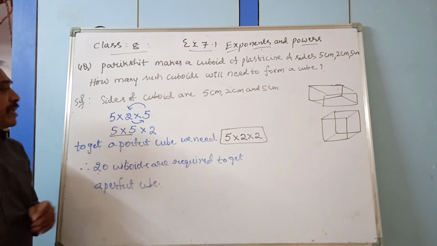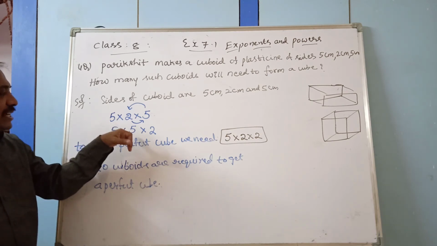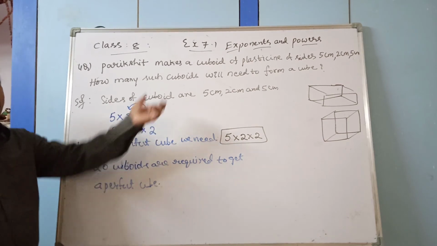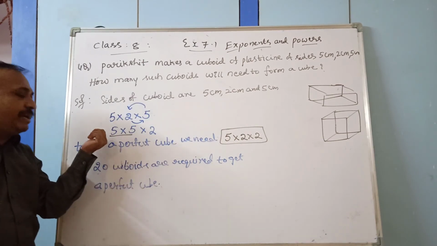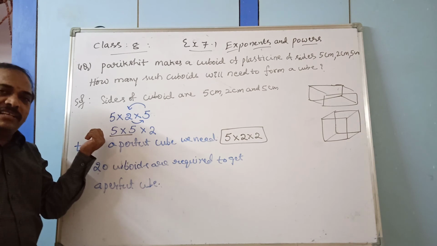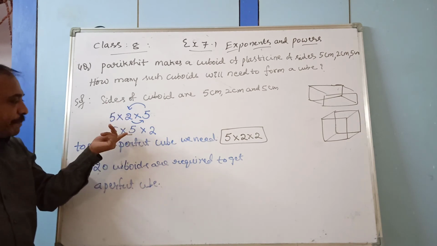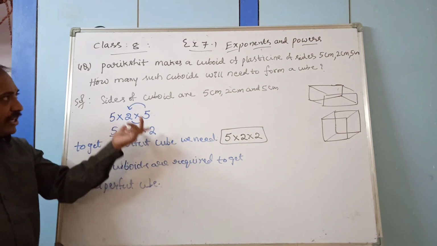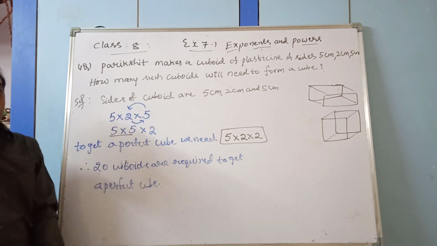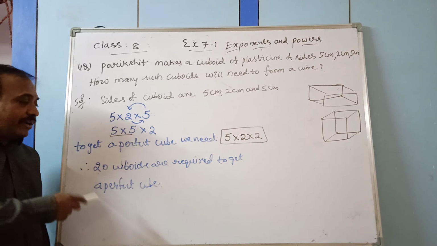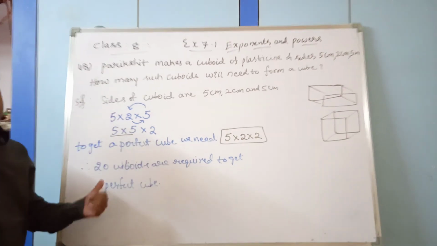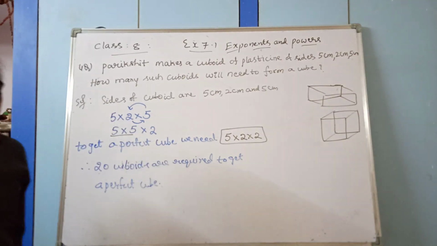Is it clear? Or else if you multiply, 5 5's are 25, 25 into 2 is 50, again with prime factorization you will get the same thing. So instead of that we took the same step here, prime factorization, whatever he gave, then 20 cuboids are required to make a perfect cube. Is it clear, children? Yes.